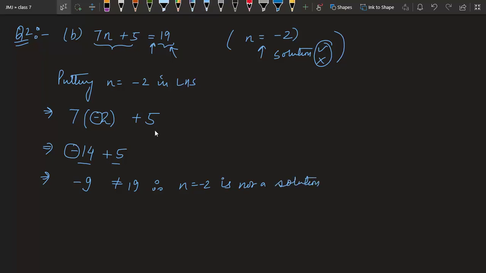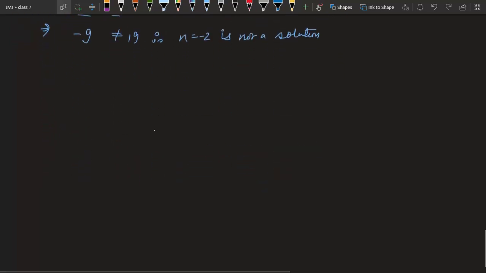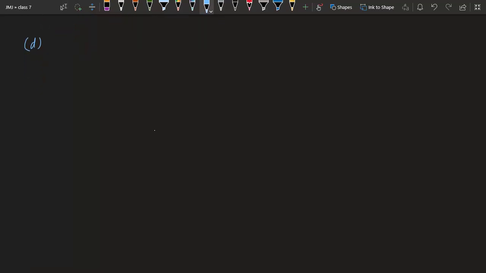Okay. Now if we see the D part, in the D part we have 4p minus 3 is equal to 13, and we have to check at p equal to 1. Similar thing, we have to put the value of p as 1 in the given equation.